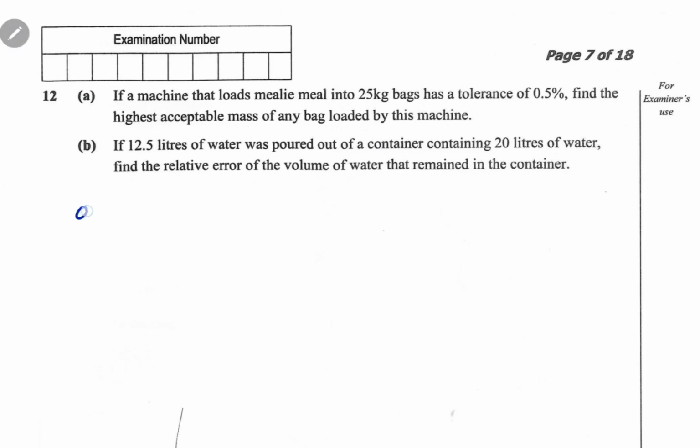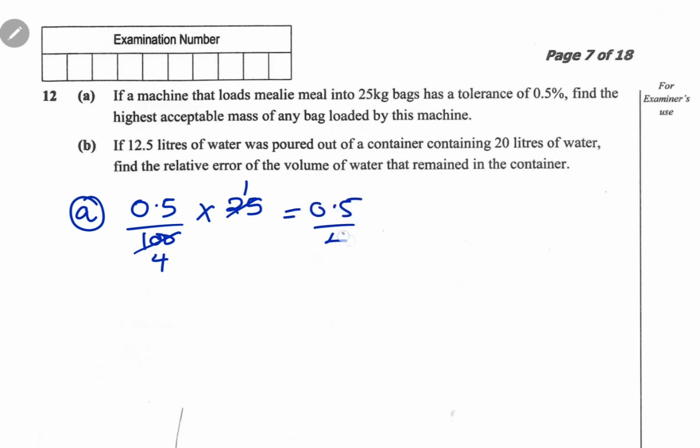We are given the tolerance in percentage. So we are saying 0.5 percent, which is out of 100, and now we are going to multiply with the mass. What are we going to have? This is the 25. So here 25 over 100 is 1 over 4. On top it will be 0.5, at the bottom it will be 4. Divide this, it will give you 0.125, if I'm not mistaken.